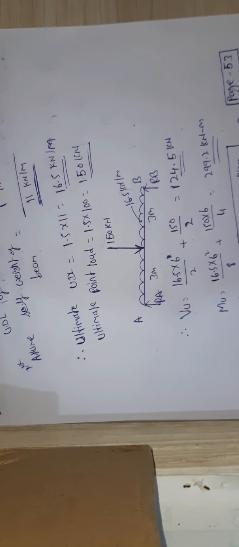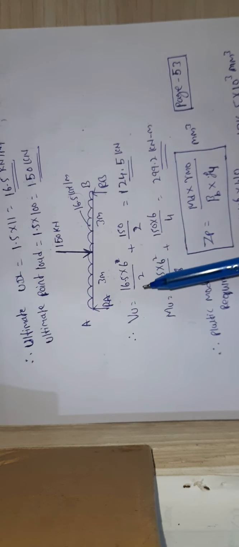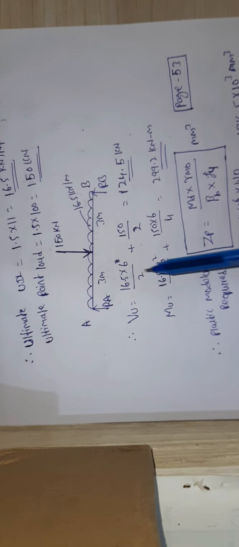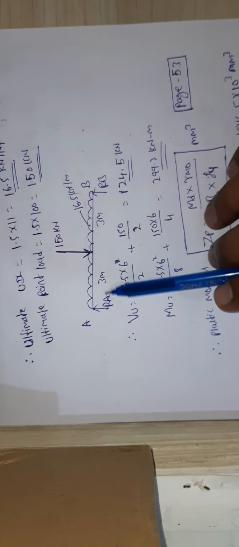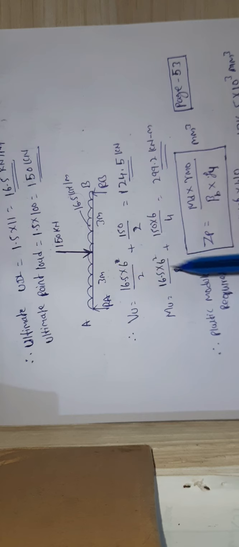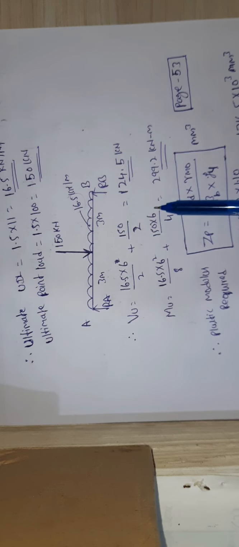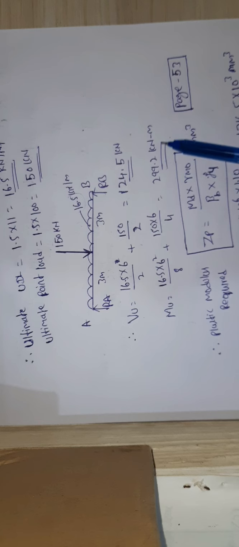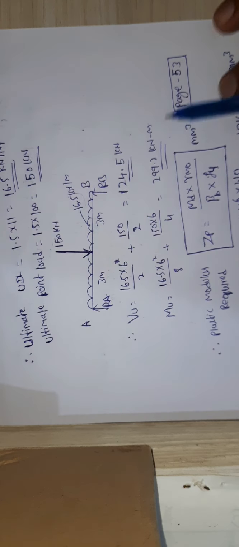Similarly, calculate the maximum bending moment. Here MU, you can check, this is symmetrical. For a simply supported beam subjected to UDL, the maximum bending moment will be WL square by 8. Same thing I did here, please check WL square by 8. This is for UDL, plus WL by 4, where W is 150 and L is 6, divided by 4. It will give the ultimate maximum bending moment, MU. If it's symmetrical, this is how we need to calculate.